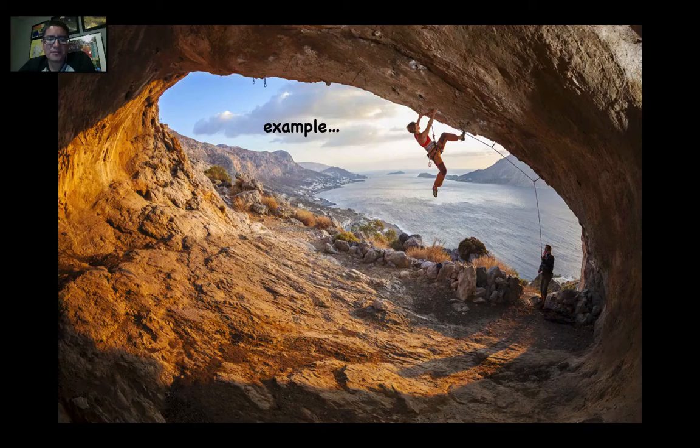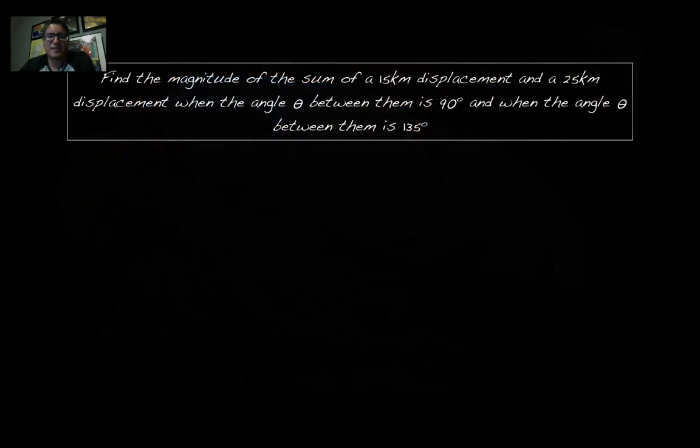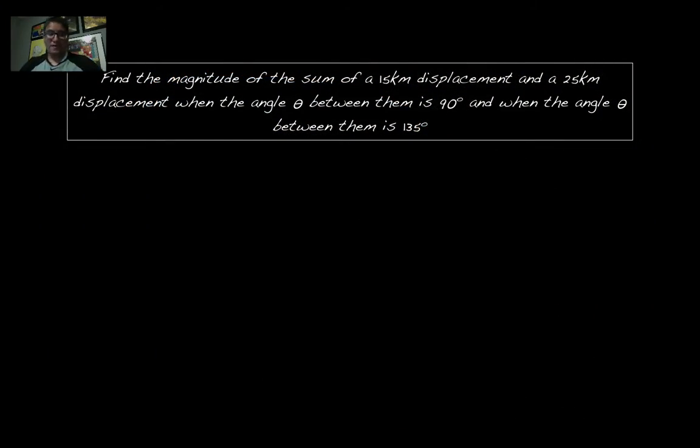So let's work out an example so you see how this concept comes into play. Find the magnitude of the sum of a 15 kilometer displacement and a 25 kilometer displacement when the angle theta between them is 90 degrees and when the angle theta between them is 135 degrees. So I'm essentially working out two problems in one here. I have a magnitude of 15 kilometers and then a magnitude of 25 kilometers. And I want to find the displacement of both of those when they are 90 degrees apart and 135 degrees apart.